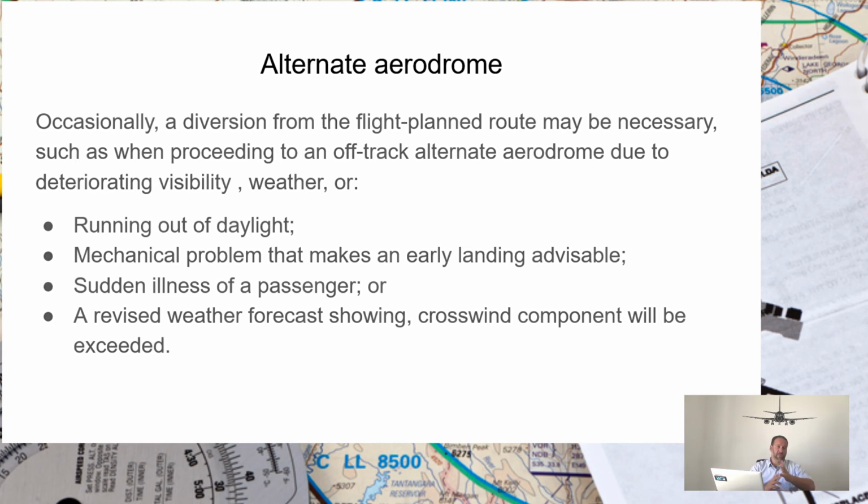So diversion is necessary not only when you have bad weather on your route. The previous slide is a diversion where you're gonna keep going to your destination. You're not gonna stop going to your destination airdrome. Here you're talking about the alternate airdrome. You divert to a new airdrome.